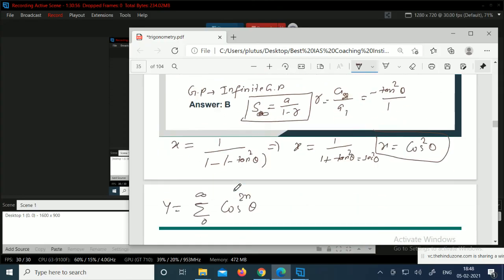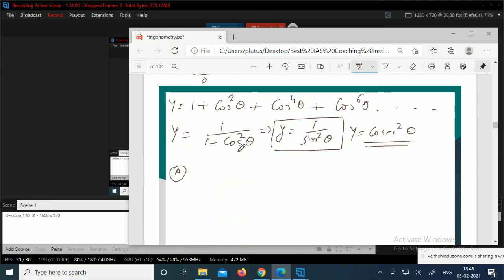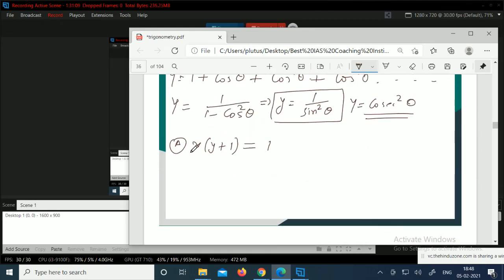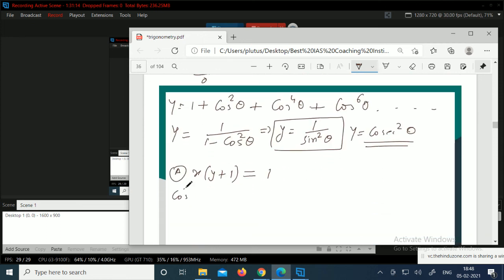Okay. So now we have to check the options one by one. Let us check the first option. The first option is x into y plus 1 equal to 1. So what is the value of x? The x value is cos square theta, and the y value is 1 by sine square theta, plus 1. If I multiply this, this is not equal to 1. So this option is not possible. Are you getting this?